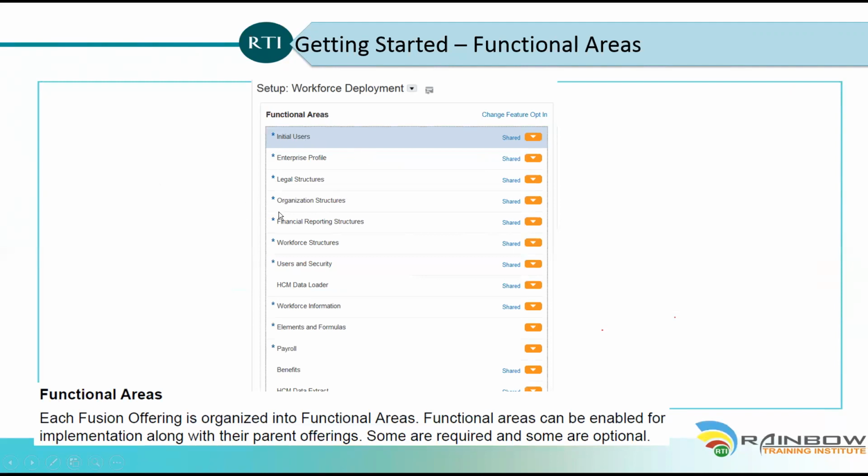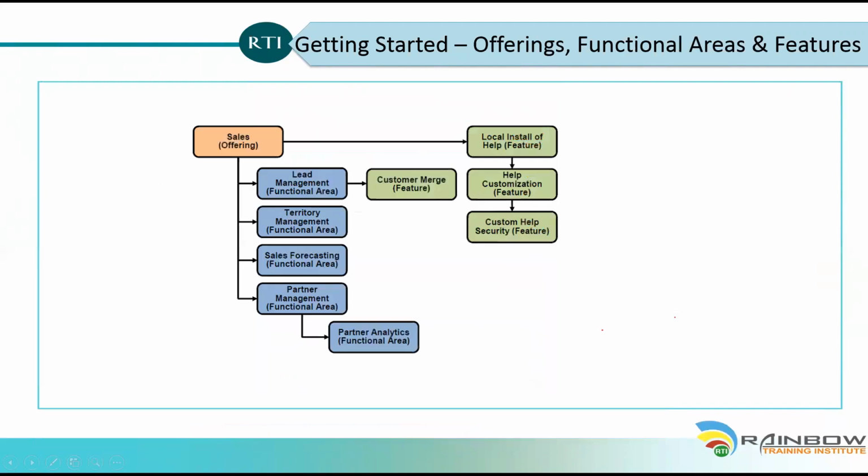Okay. And this is another example where, if sales is an offering, this sales offering has lead management, territory management, sales forecasting, and partner management as the functional areas. These functional areas don't have any features, but lead management has a customer edge feature. If you want to enable the customer edge feature, then you can use that. If you don't want to enable it, you will just use the lead management functional area.